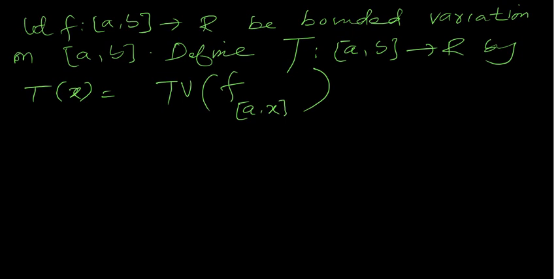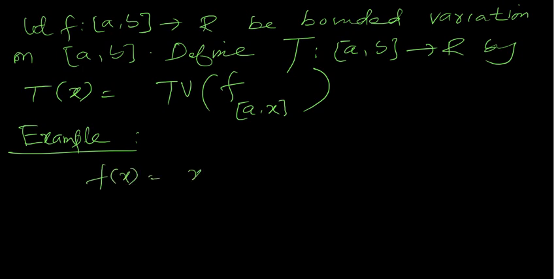You can see this with the help of an example also. You define any function, then you find its total variation. Let's take an example here of how to find this total variation function for any fixed point. Let's take f of x equal to x square. It's monotonic increasing on the interval 0 to 1. Let's find its total variation.